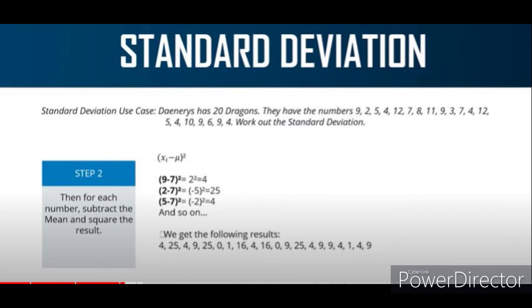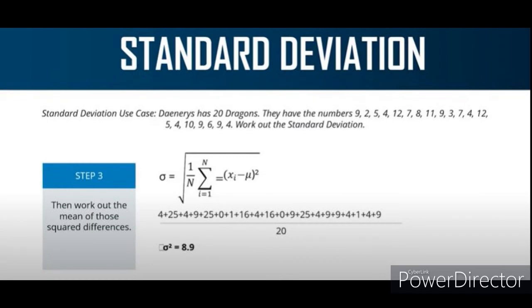Finally, you just find the mean of the squared differences. Your standard deviation comes up to 2.983 once you take the square root. It's pretty simple. All you have to do is substitute the values in the formula. I hope this was clear.